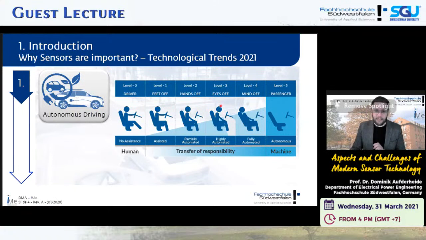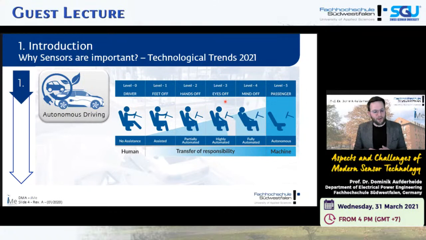The next level would be forget about our eyes. That would mean that we have a highly automated car, which means that we do not even need to observe the street in front of us because the car will take care. And as you immediately see, the transition from level two to level three is a very big transition, because if we want to forget about our eyes and the car should do it by itself, we really need to have a completely different sensor concept for the cars.